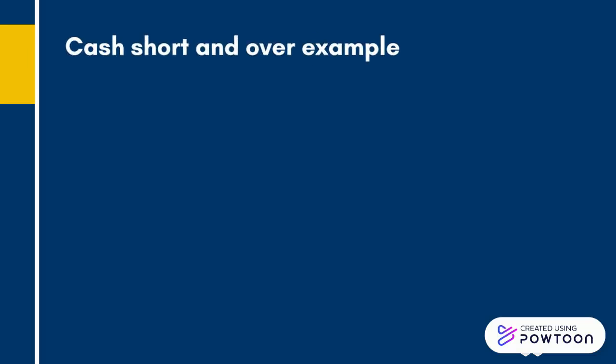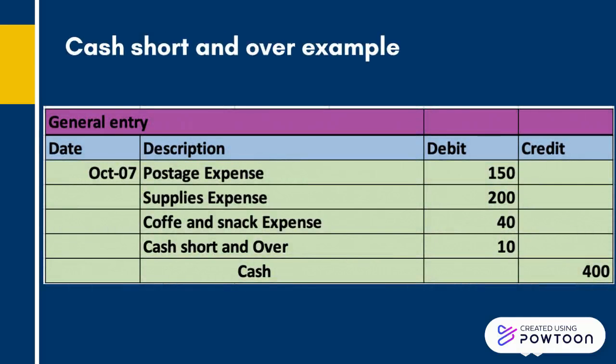When something like this happens, the discrepancy is charged to an account called the cash over and short account. This is a temporary account that can have either a debit or credit balance depending on the situation.